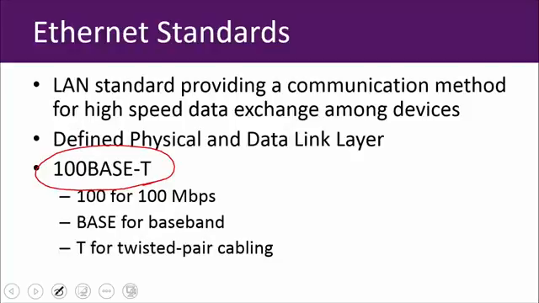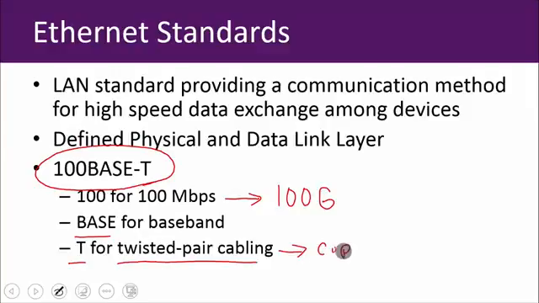100BASE-T as an example. 100 is for 100 megabits per second. If it was in gigabits, it would be 100 with a capital G, right? Base is short for baseband, which is a technology that we can detail a little bit later. And then T stands for twisted pair cabling. So we know that the medium that's being used is just copper wire. Okay. Keep that in mind.